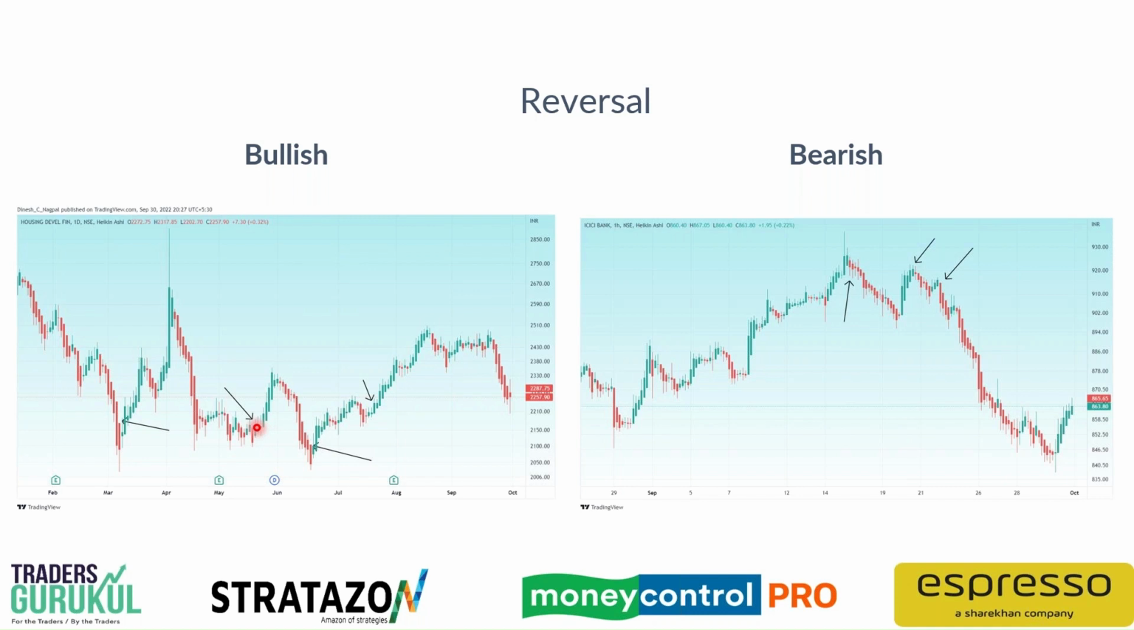Here also, it's a change of color. Red suddenly changed to green. No lower wick in the green body. Keep an alert above that. Closes above it, you're into the long. Here again, you're into the long.